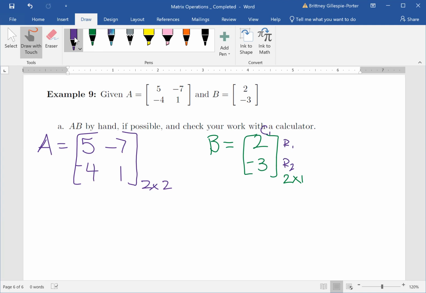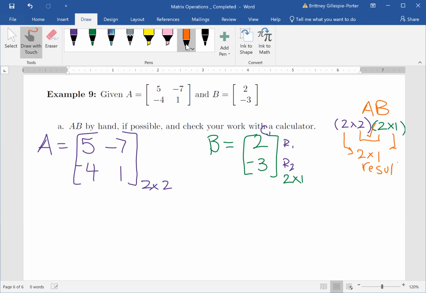Okay. They ask us to find A times B. So let's check to make sure that we can, just using our order. A was a 2 by 2, B is a 2 by 1. The middle two numbers are the same, which means that we can multiply, and that tells us that we're going to have a result of a 2 by 1 when we do the multiplication.